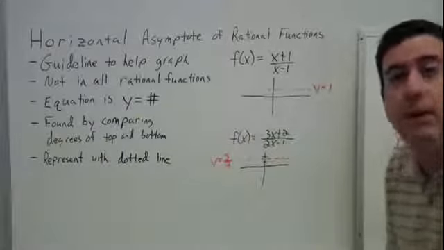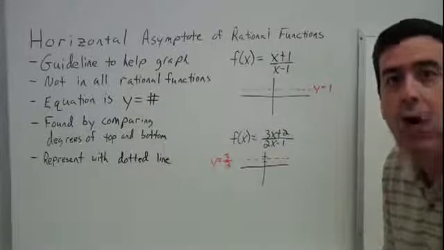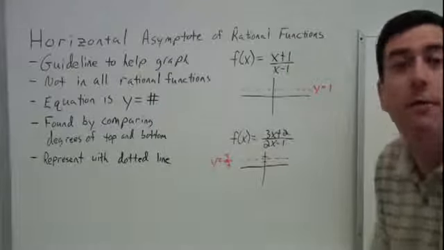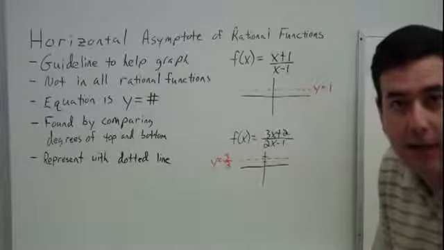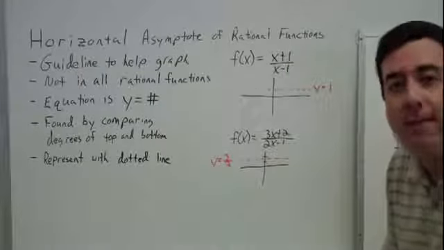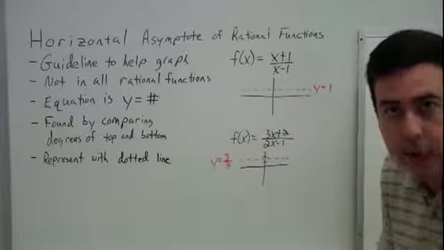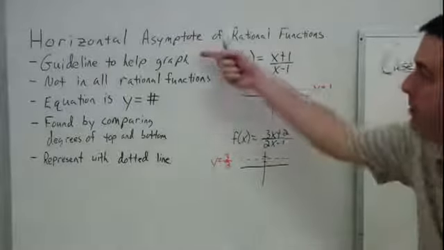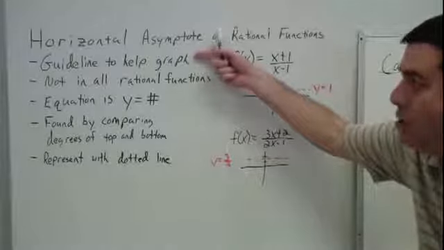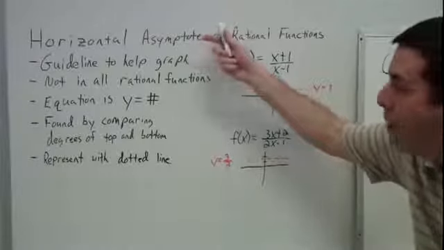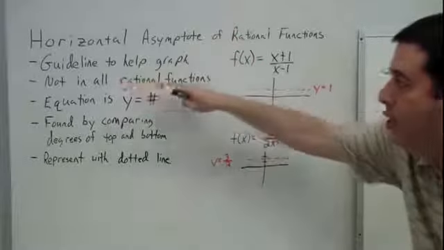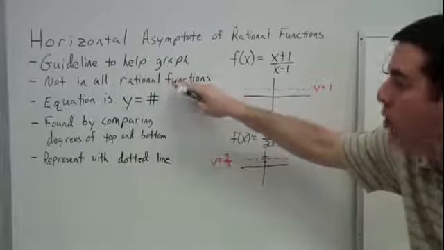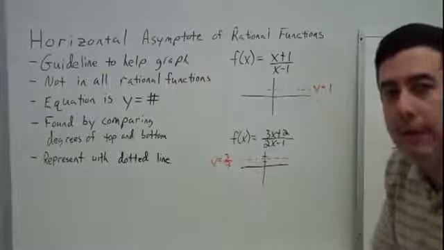One of the steps that we'll use to graph a rational function, that means one that's got a fraction, will be to find the horizontal asymptote. Now, a horizontal asymptote is just a guideline to help us graph our picture. It's not going to show up in every rational function, only in some of them.